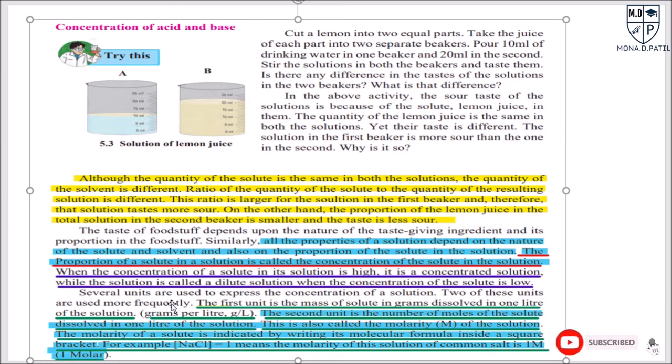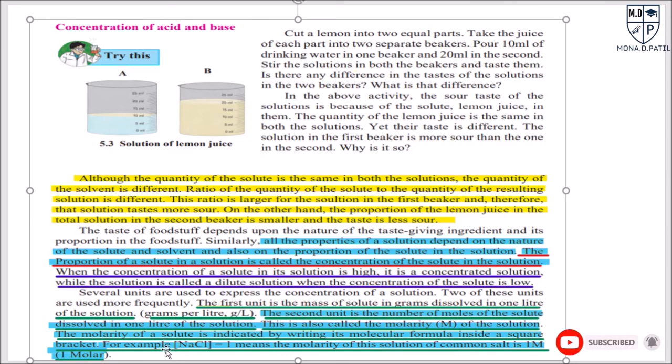Several units are used to express the concentration of a solution. Two of these units are used more frequently. The first unit is the mass of solute in grams dissolved in 1 liter of the solution, that is, gram per liter. So g/L means gram per liter. The second unit is the number of moles of the solute dissolved in 1 liter of the solution. This is also called the molarity of the solution.